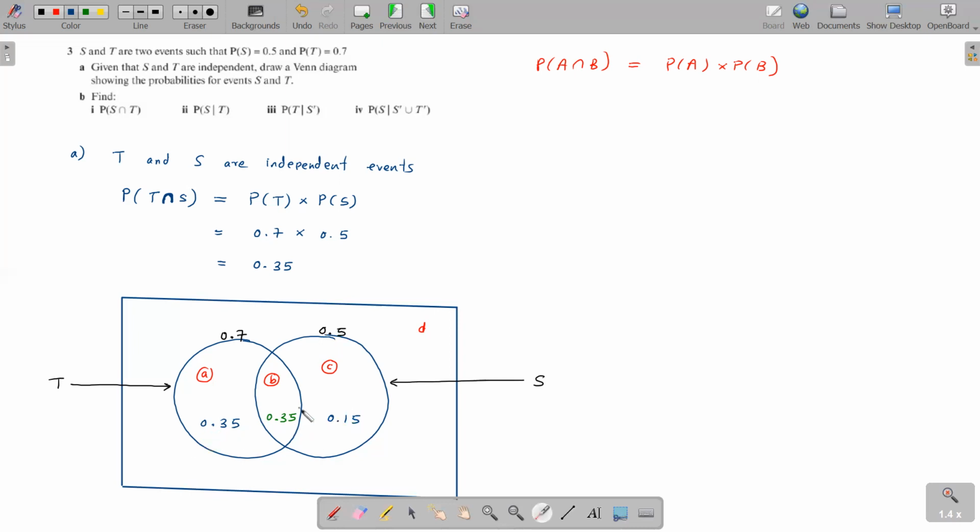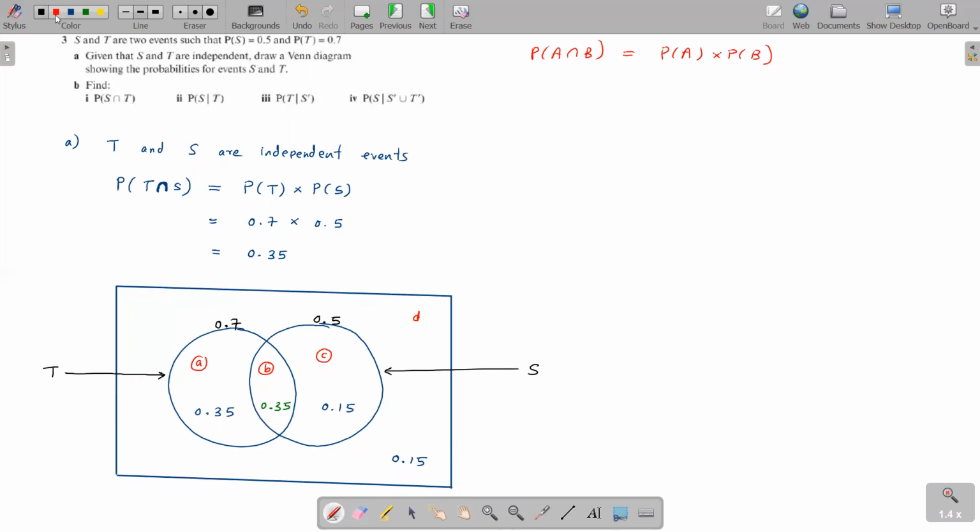This is 0.35. And then for the outside region, you should add all these three regions individually and subtract. So 0.35, 0.35, 0.15, and you subtract from 1. Then the outside region is 0.15. All right, so that's done. Now let's move on to the questions. Roman number 1.